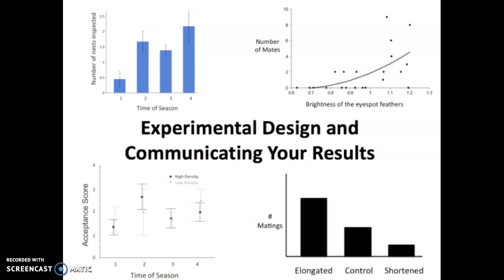So we're going to spend some time first reviewing experimental design considerations and some basic statistics, and then learning to make really nice, clean figures and to interpret the data that are displayed in the figures we make.